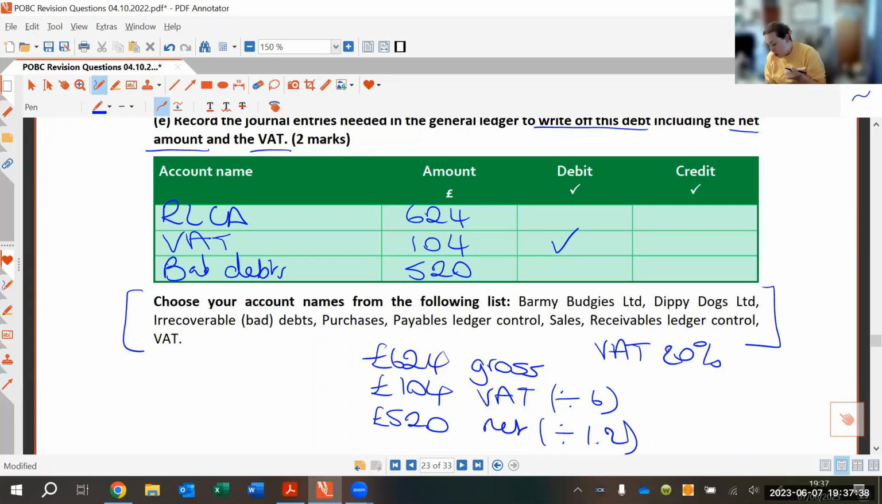So we know we're getting... I saw someone said about debiting the VAT. What are we going to do with the other two accounts? What are we debiting and crediting? You want to make sure you've got a balanced double entry. So make sure you are spot on.